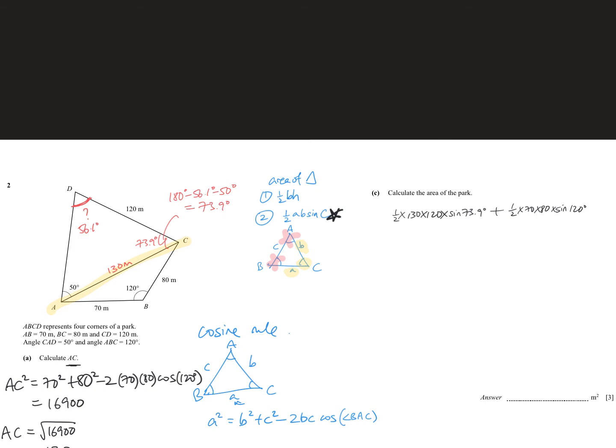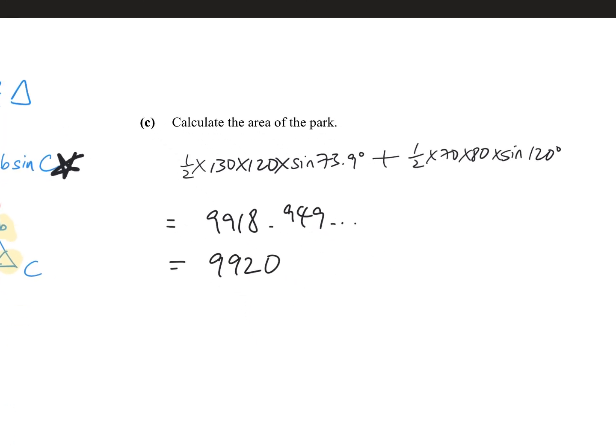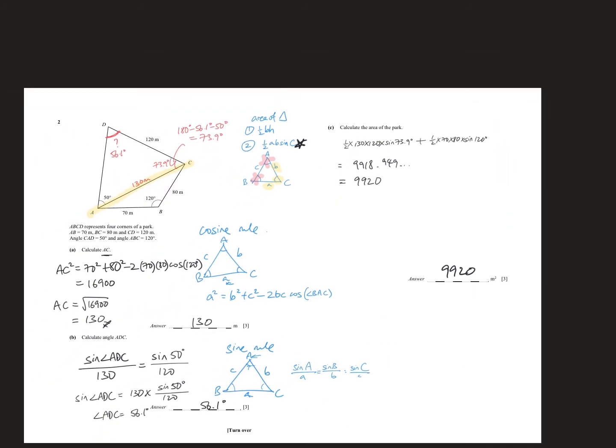All right, and so yep, once you key everything to the calculator, you will see that the answer is 9918.949, and it just goes on. And so really we can round it off to just 3 SF, the O-level way. There we go, 9920. So I'll zoom out now and you can just take a look at the whole question.